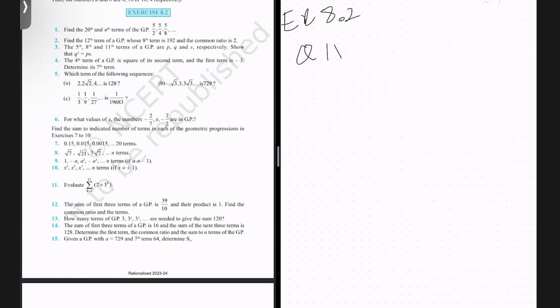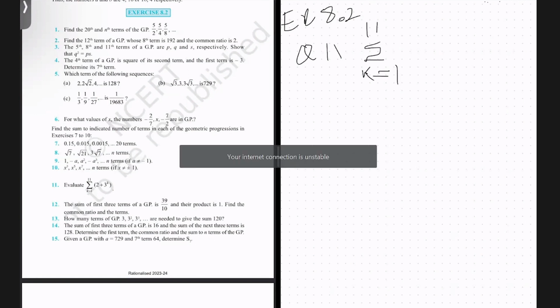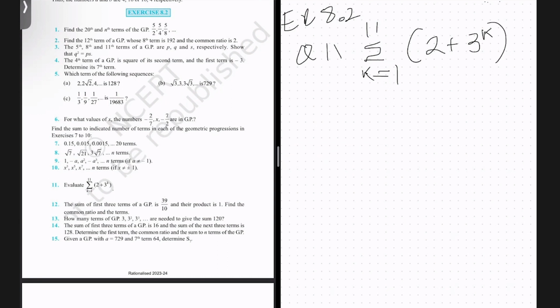Up until k equals 11, the sum of 2 plus 3 raised to the power k is going to be, right? So what I'm now going to do is write down what the first few terms of this sequence are going to be, and that is how we are going to observe a pattern and solve this question, right? So the first term, plug in the value of k equals 1. The first term is nothing but 2 plus 3.